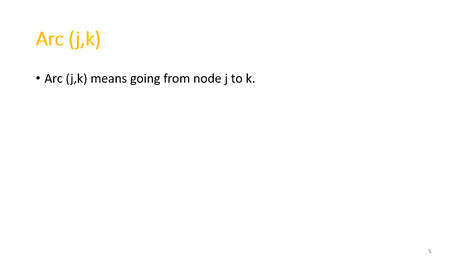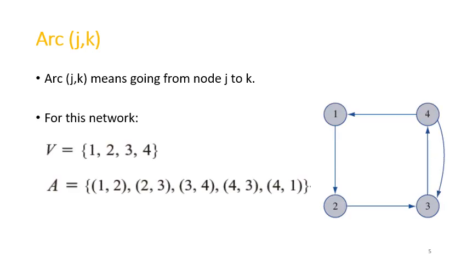Okay, let's see an example. If we define an arc (j, k), it means that this arc is going from node j to node k. The starting point is always mentioned first, j, and then the destination is second, k. So (j, k) means that you are going from j to k. In the previous example, the set of nodes is 1, 2, 3, 4, and the set of arcs is 1 to 2, 2 to 3, 3 to 4, 4 to 3, and 4 to 1.